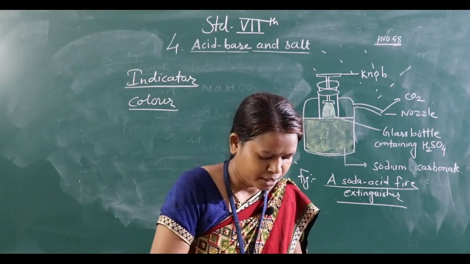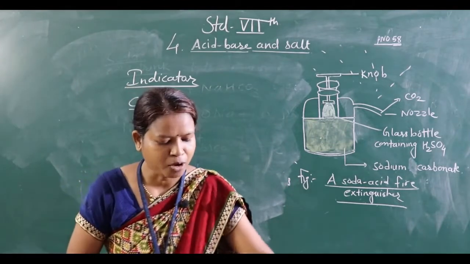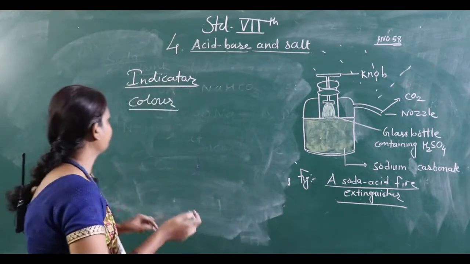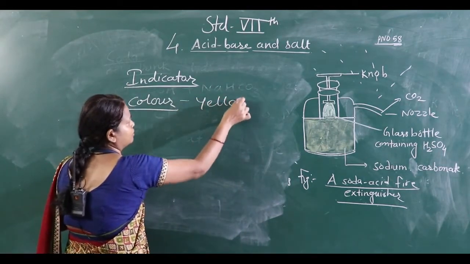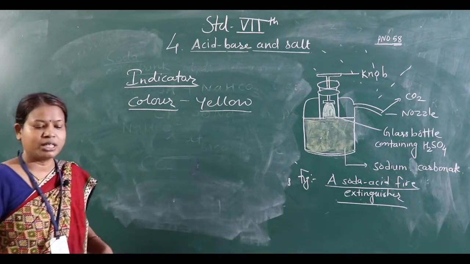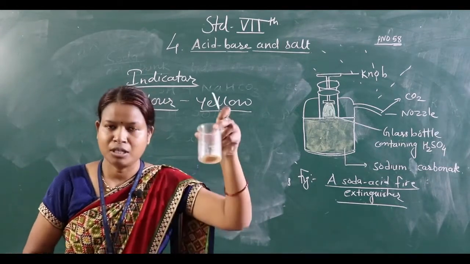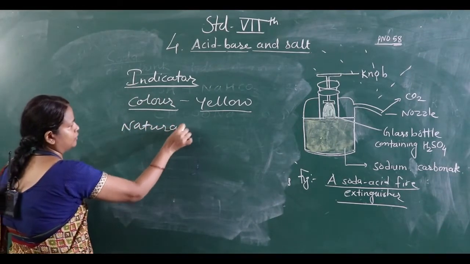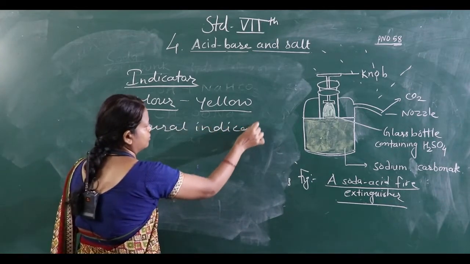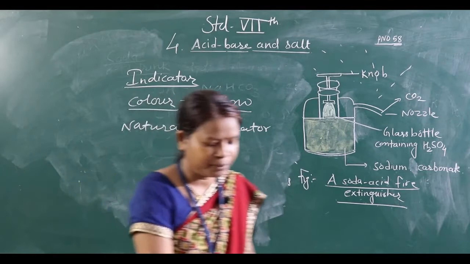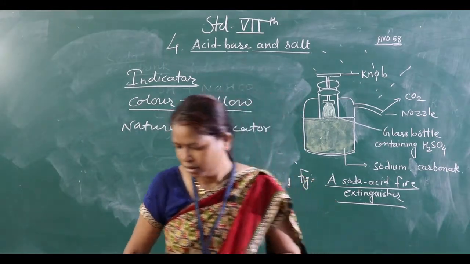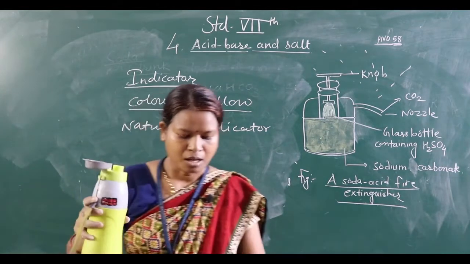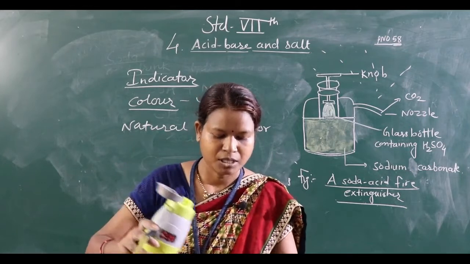Now there are two types of indicators, students. Number one, this turmeric powder. You are all looking that this powder is yellow in color. As I am using this haldi powder or turmeric powder, it is our natural indicator. First, I will make a solution of this natural indicator.